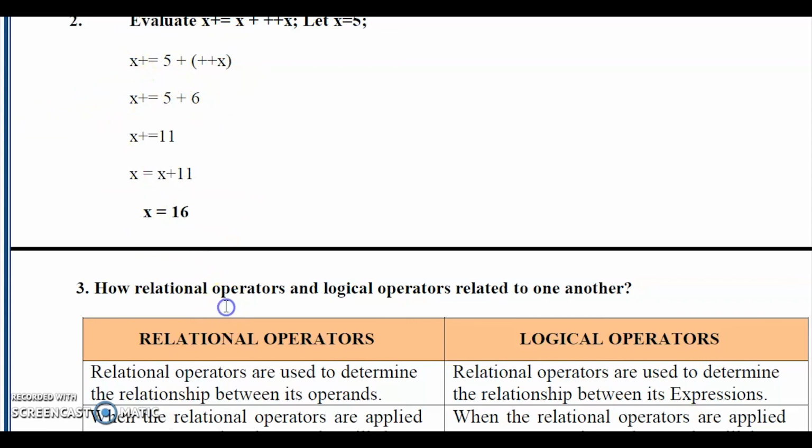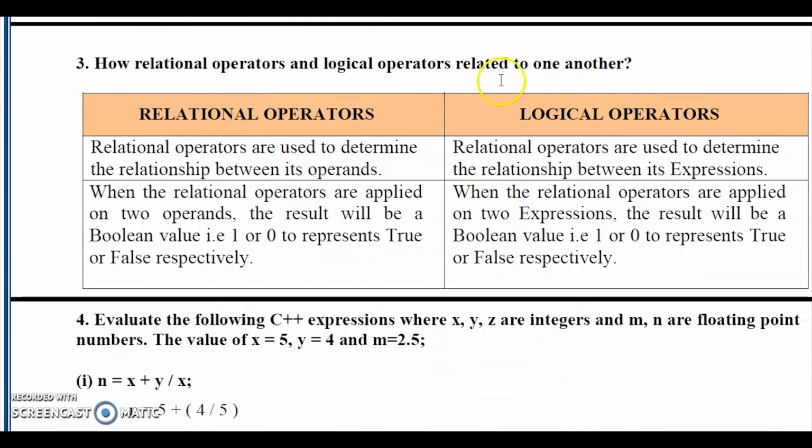Okay. So how are relational operators and logical operators related to one another? What is a relational operator and a logical operator? Relational operators are used to determine the relationship between its operands, whereas logical operators are used to determine the relationship between its expressions. When relational operators are applied on two operands, the result will be a boolean, that is 1 or 0 to represent true or false. When logical operators are applied on two expressions, the result will be a boolean value, that is 1 or 0, true or false respectively.